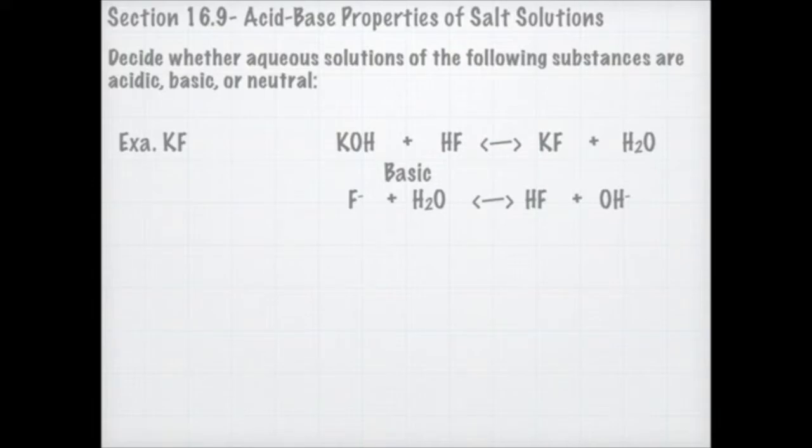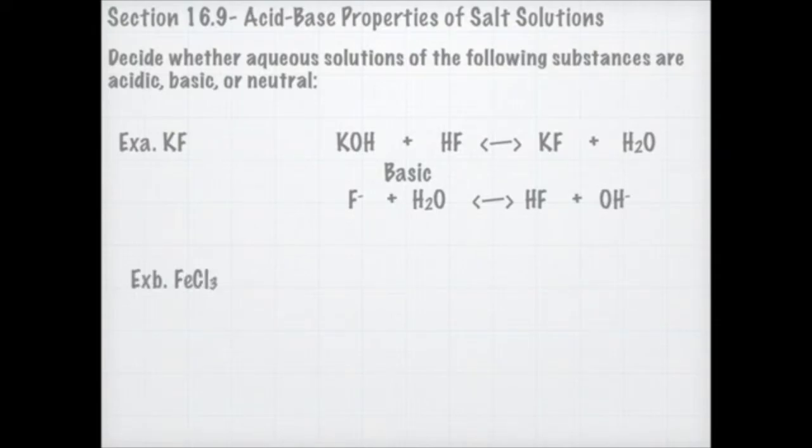And so the first step in these problems is to identify whether your solution is basic, acidic, or neutral, by thinking about where your anion and your cation came from. Potassium ion came from potassium hydroxide, therefore we don't even consider it to be an acid, while the fluoride ion came from hydrofluoric acid, and therefore it's going to be basic. From there, now that I know that the fluoride ion can act like a base, I can write out a reaction just like what I had done before with other weak bases.